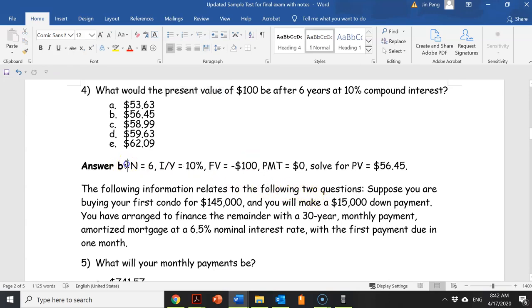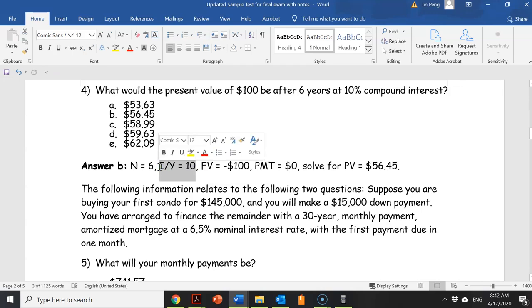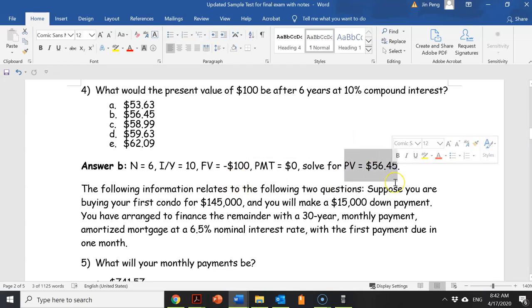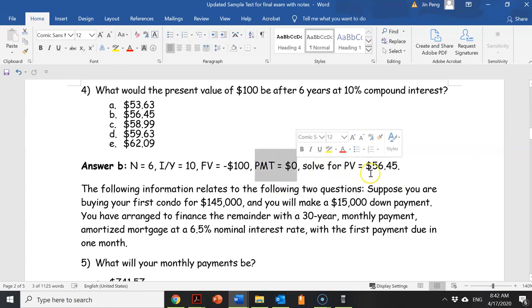We can input N as 6, I as 10. Remember to remove the percentage sign. Let me delete the percentage sign here. So we know 10 is the number we need to input as I. Future value should be 100. You can input it as negative or positive, either works. It's just that the present value we solve for will have an opposite sign. Payment is 0 in this question. And we compute for PV. We should have 56.45.